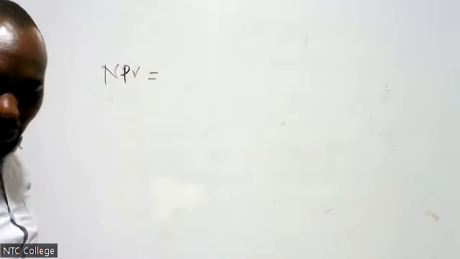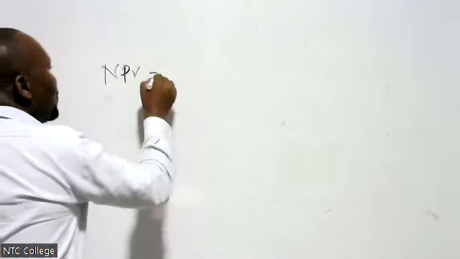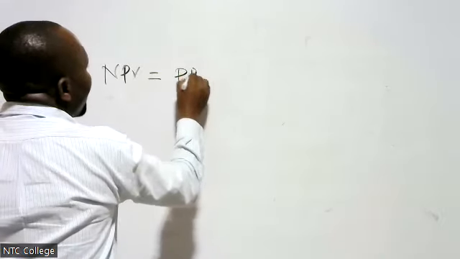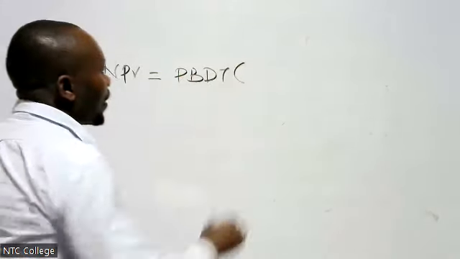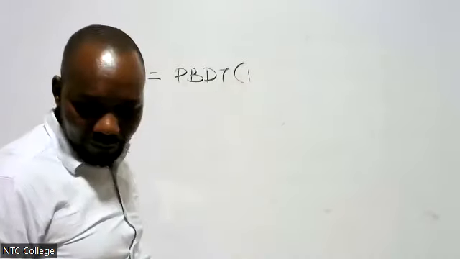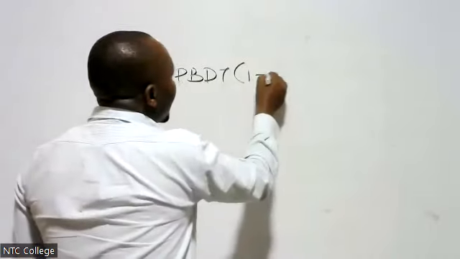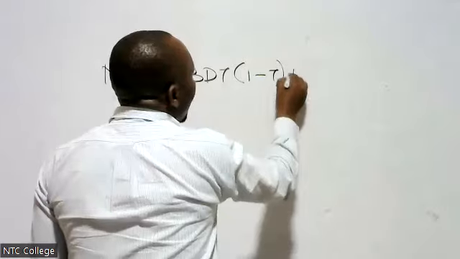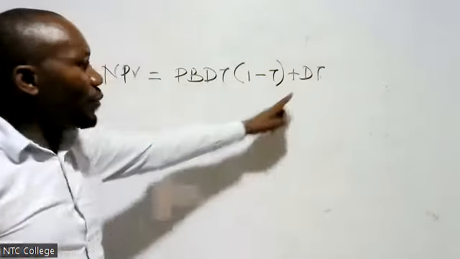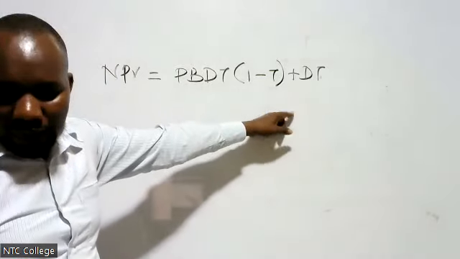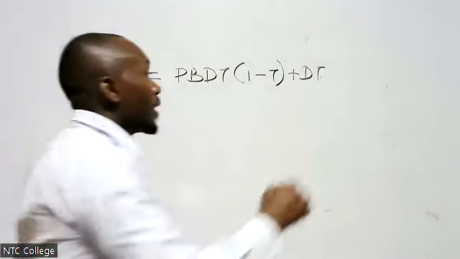So let's look at method 2. In method 2, we are saying that NPV is equal to profit before depreciation and tax into bracket 1 minus tax, plus a depreciation tax shield. This one we call the depreciation tax shield.